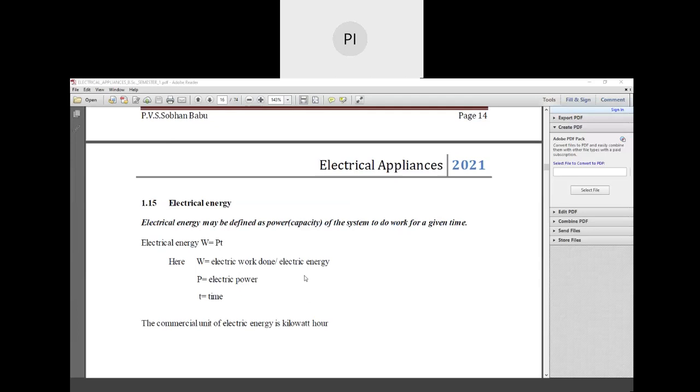Generally, that is measured in kilowatt hour. The commercial unit of electrical energy is the kilowatt hour. In our houses, we term it 1 unit of current. How many units are we using for household purposes? 50 units, 60 units, 200 units. 1 unit of energy is equal to 1 kilowatt hour. 1 kilowatt hour energy is equal to 1 unit. That is local terminology.